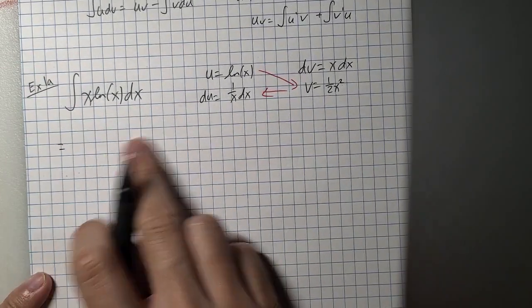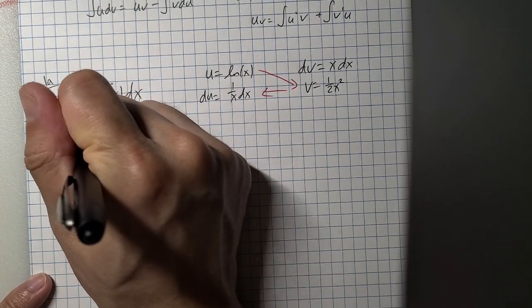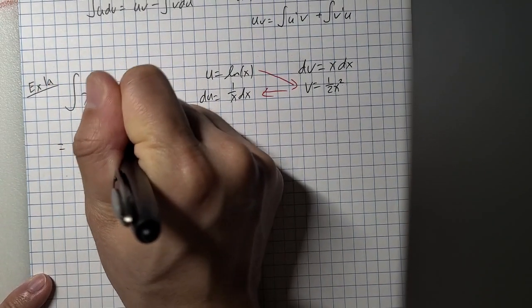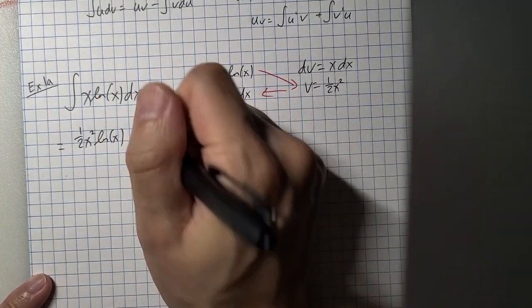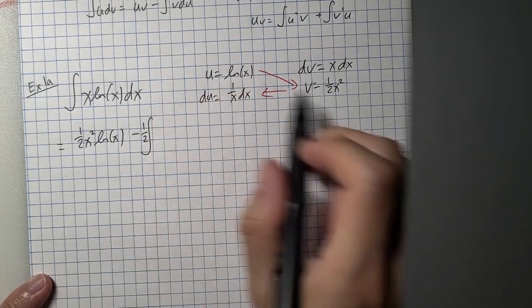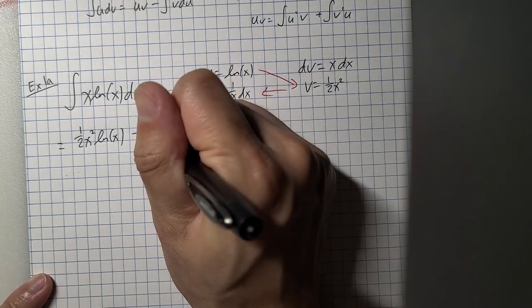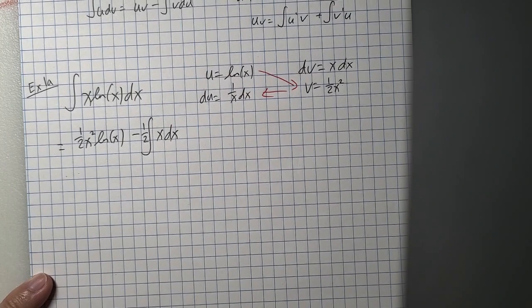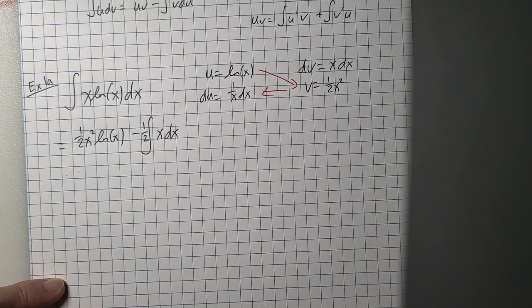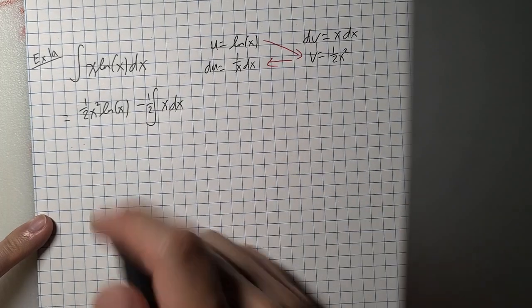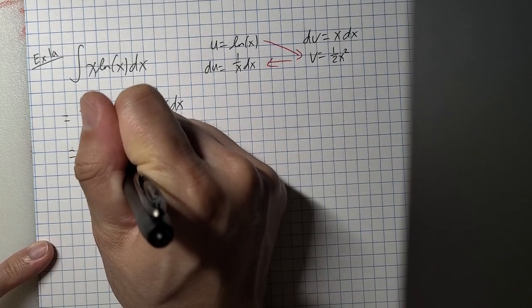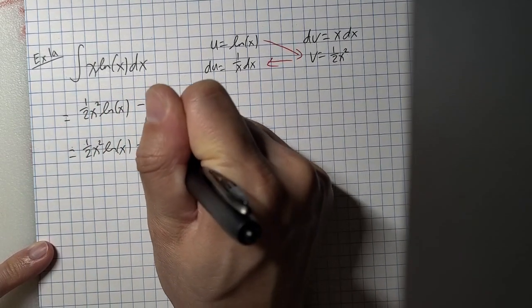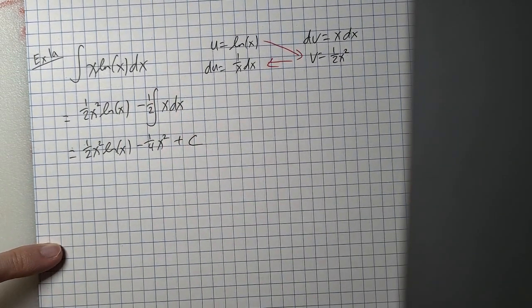So we do integration by parts. uv would be half x squared ln x, minus the integral of v du. We have a half in the front, and x squared times 1 over x will just be x dx. Let me check my work. Looks right. Okay, so this we know how to integrate. That's simple power rule. So we get minus a fourth x squared plus c, and that's how we solve this one.